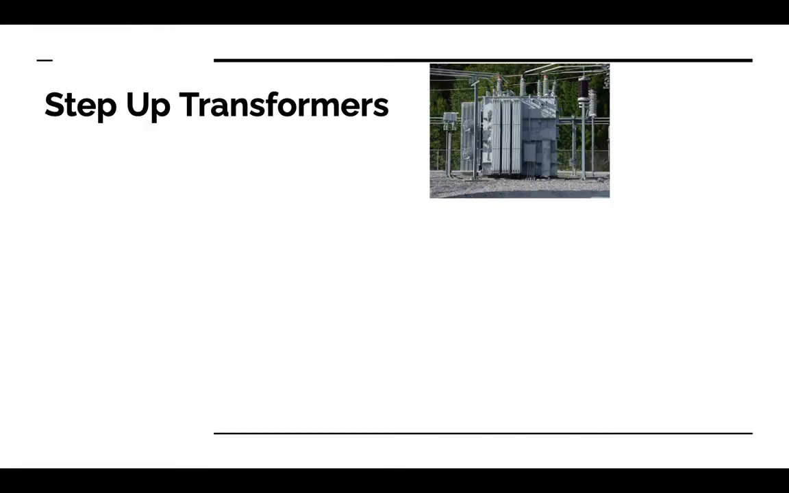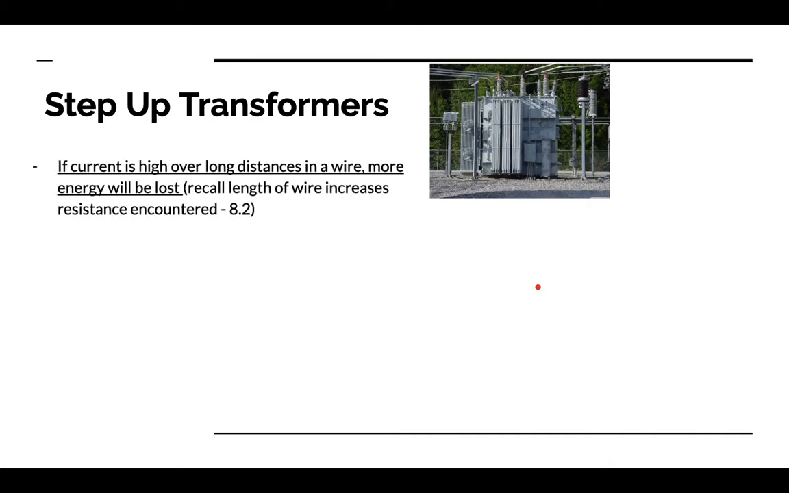So the first type of transformer we have is what we call a step-up transformer, okay? If current is high over long distances in wire, more energy is going to be dissipated, due to the fact that the longer a wire is, the more resistance will be encountered in that wire, okay? However, we don't want high amounts of resistance. We don't want to lose a lot of electrical energy. We prefer to lose as little electrical energy as possible. So that means we want to minimize our current, okay?